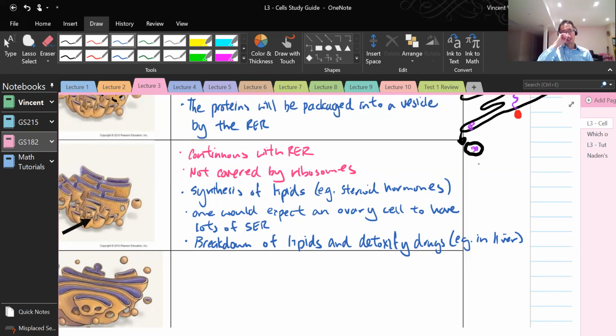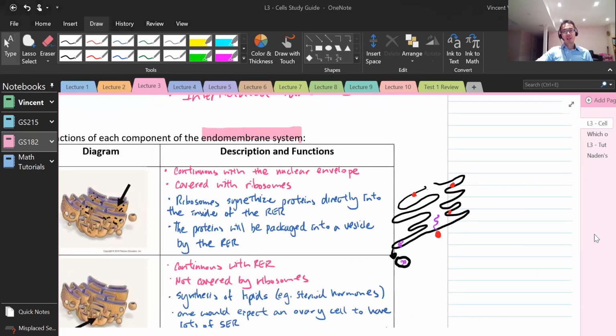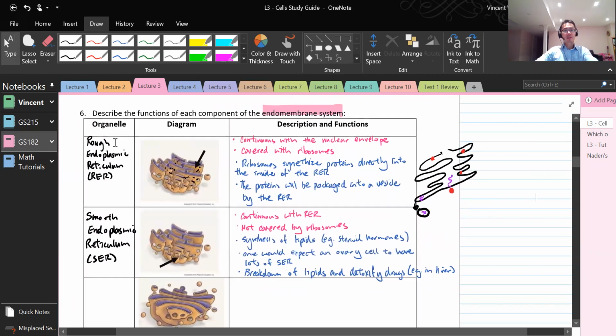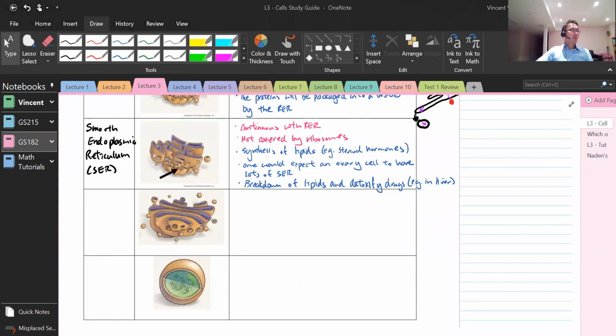So bottom line is this. Listen carefully. Write this down if you need to. If I say there is a cell and the function is to make a lot of proteins, do you expect it to have a lot of rough ER or smooth ER? If it's involved in lots of protein production, then you would expect it to have a lot of rough ER. If it's involved in lipid production, then you're going to expect it to have a lot of smooth ER. Get it? Great. All right, next part.